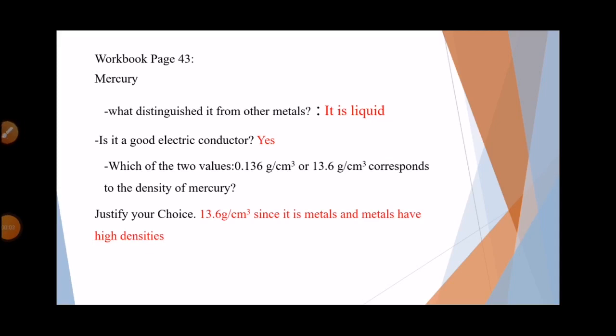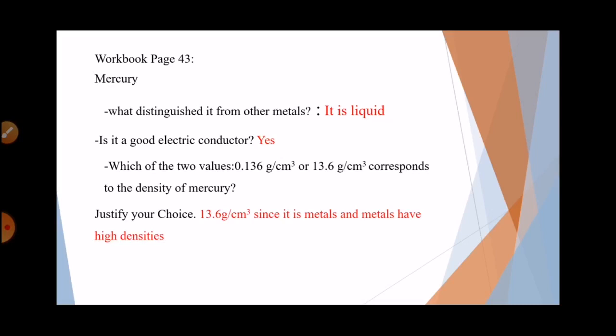Book page 43. What distinguishes mercury from other metals? As we know, all metals are solid at room temperature except mercury. It is the only metal that is liquid at room temperature. Is it a good conductor of electricity? Of course, yes, since it is a metal and metals are good conductors of electricity.